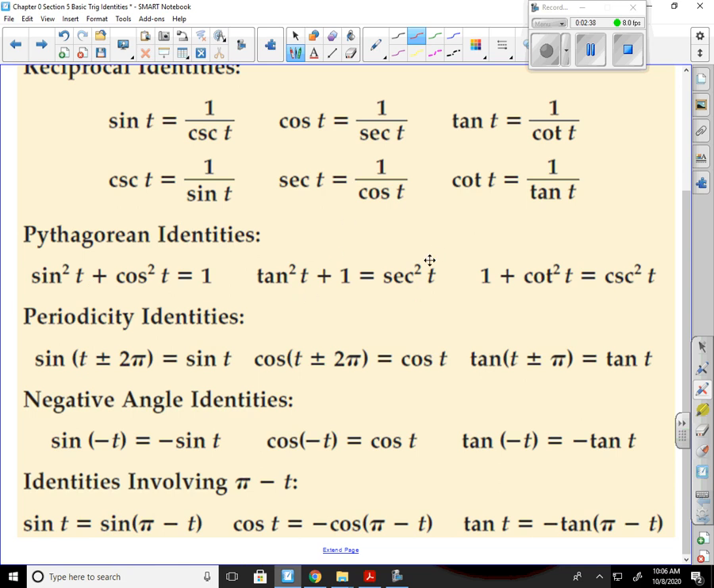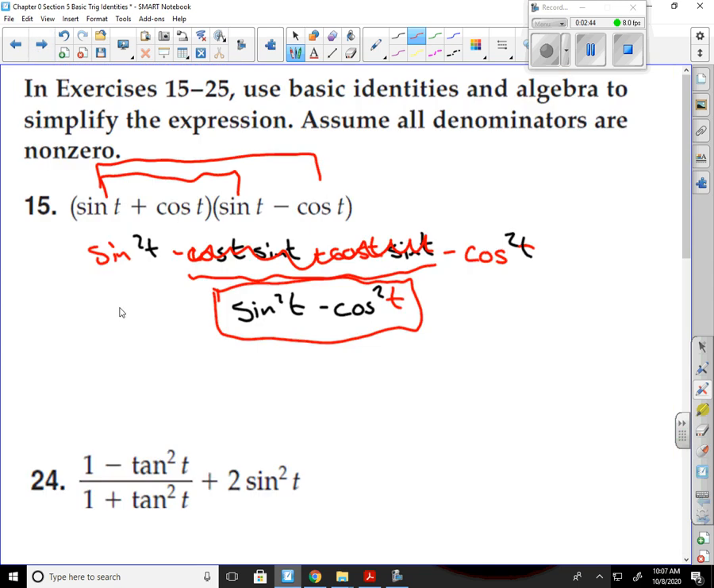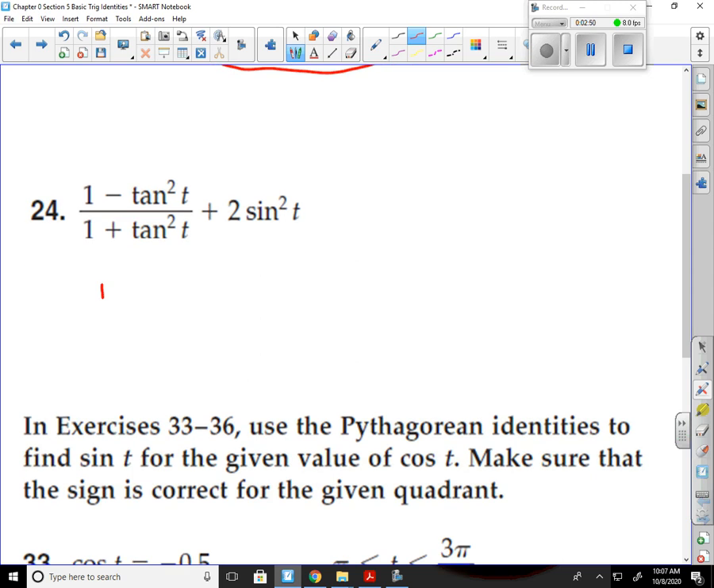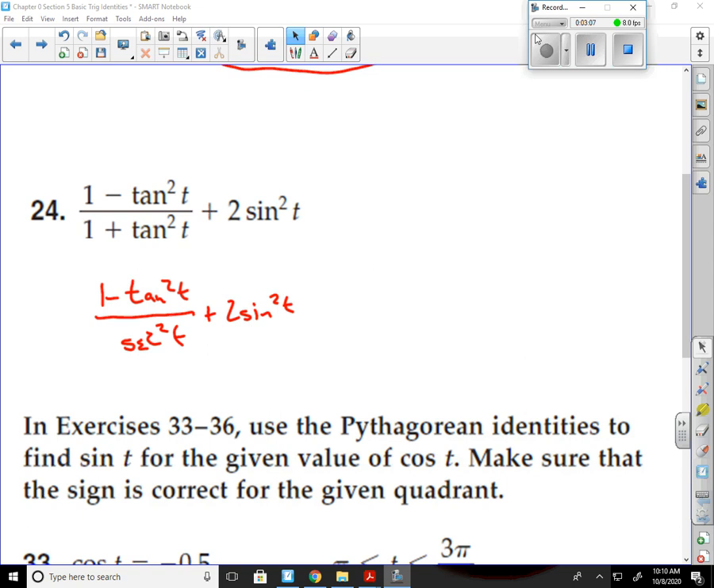When I look here, I see that I have tan squared plus 1 is equal to secant squared t. So I know I can change that denominator. I'll do 1 minus tan squared t on top still. And this just turns into secant squared t plus 2 sine squared t. This didn't really simplify it at all for me. So I can't do anything with this top here. I don't know what's going on with this bottom.